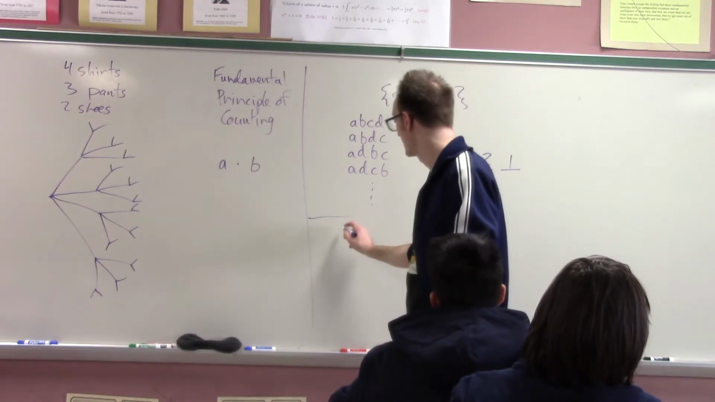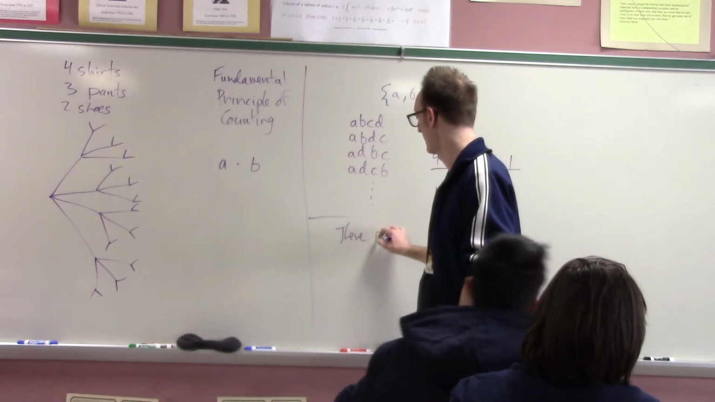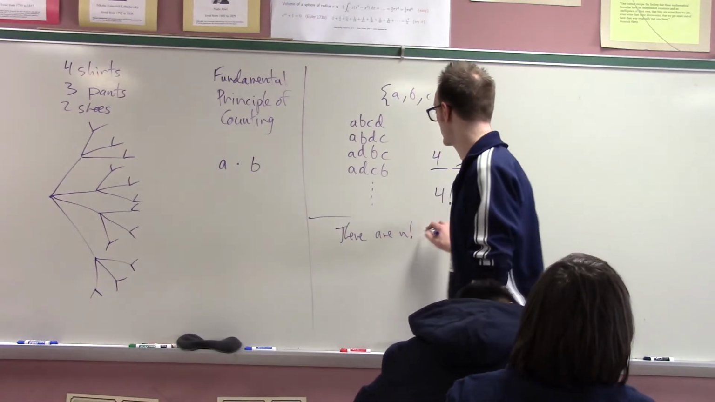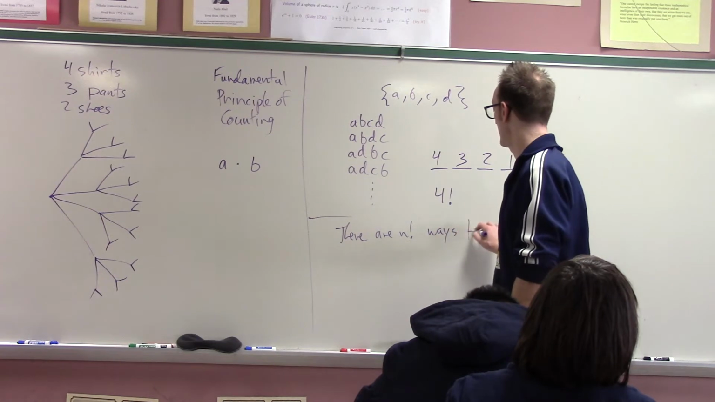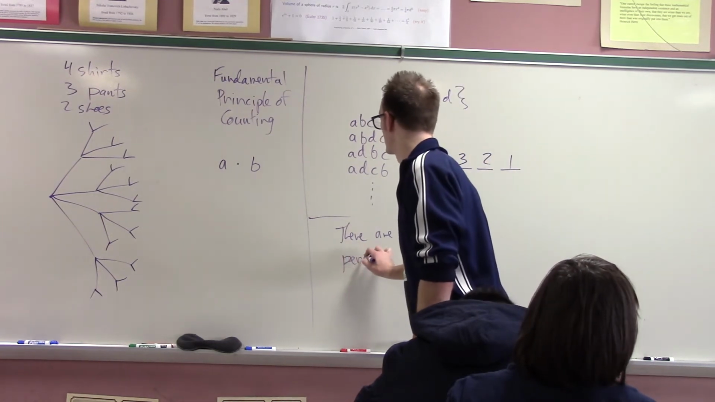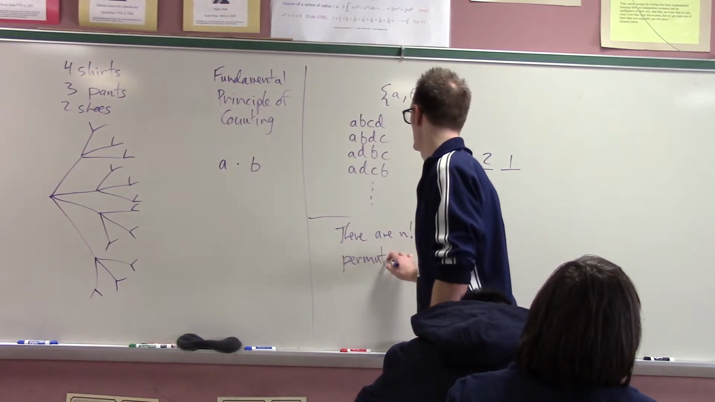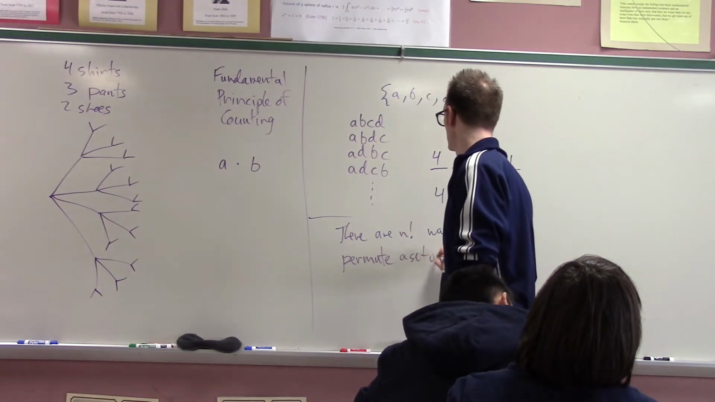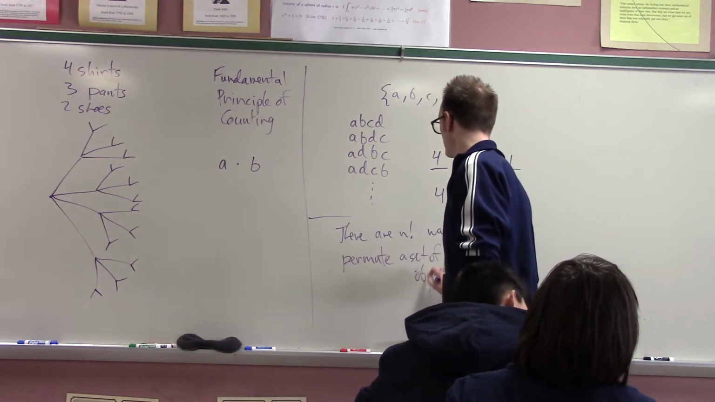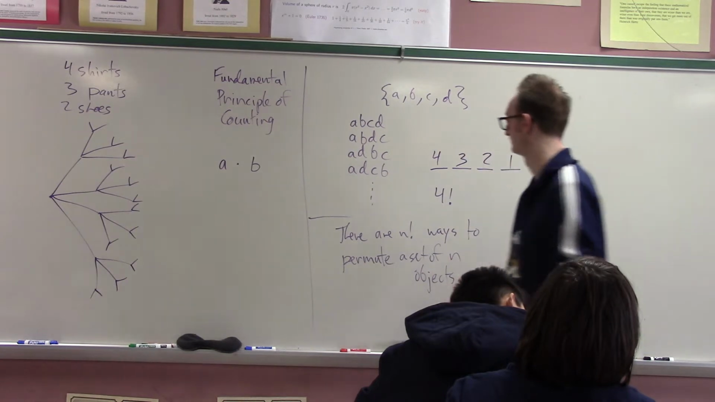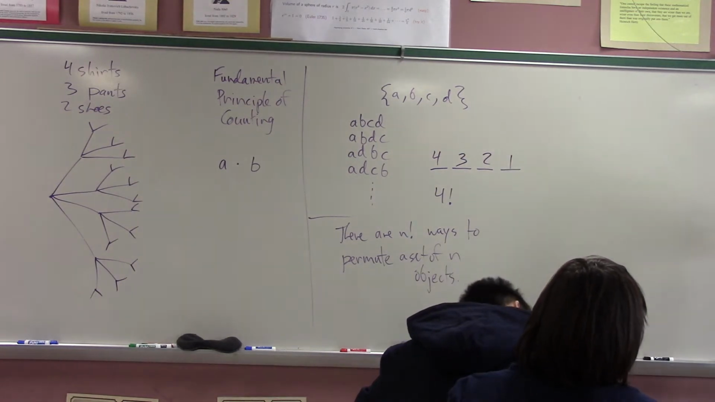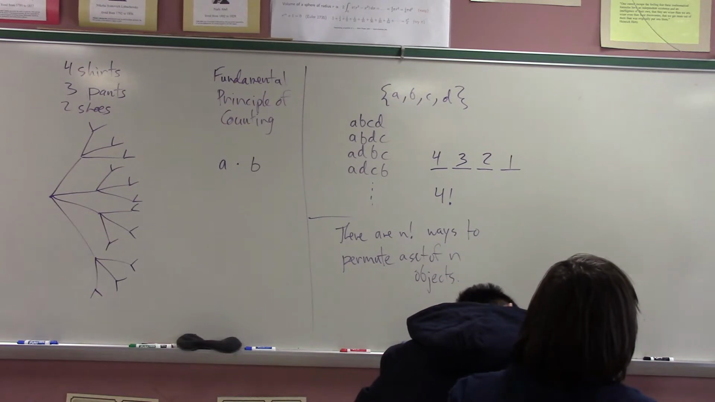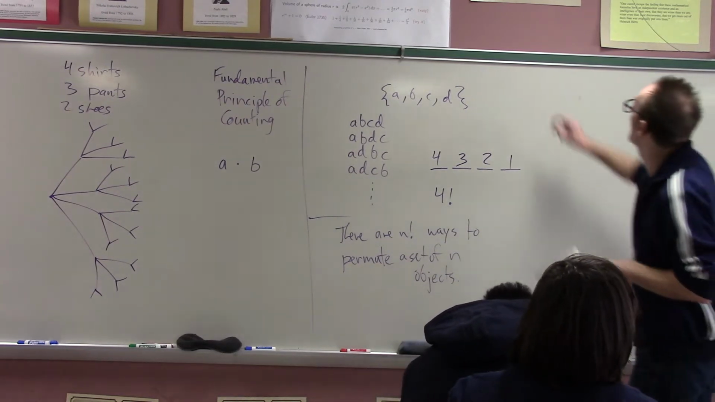And so in fact, there are n factorial ways to permute a set of n objects. Cool? Say cool. Cool. Okay, good. You could almost even take that as the definition of n factorial or something maybe, but okay.